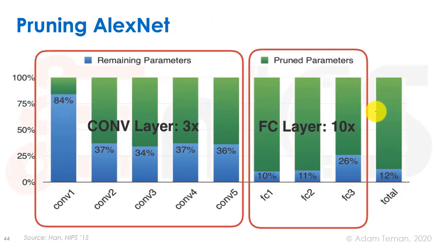So you can see also the effect of pruning. On the convolutional layers, we were able to get a 3x reduction in the size. Fully connected layers, it's really aggressive, and we can get a 10x reduction in the size of the fully connected layers. So fully connected layers seem to have really way too much information. I guess that's why convolutional layers are actually so successful.